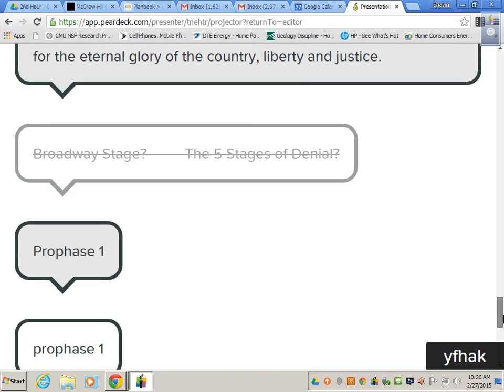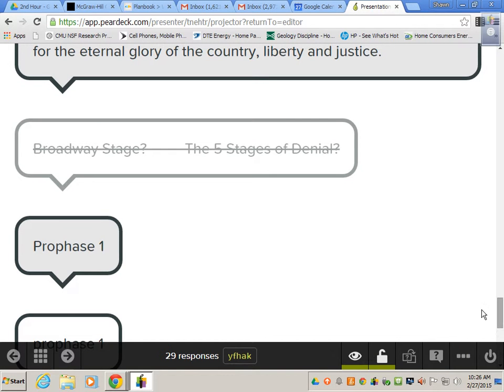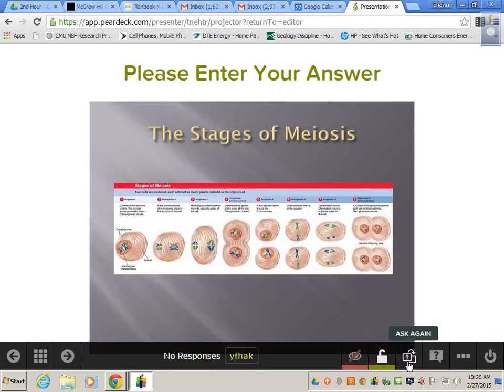Okay. All right. Let me ask this. What stage does independent assortment occur at? At what stage does independent assortment occur? I'll give you a hint. It's at one of the points at which they line up, because that's when they get arranged, right?